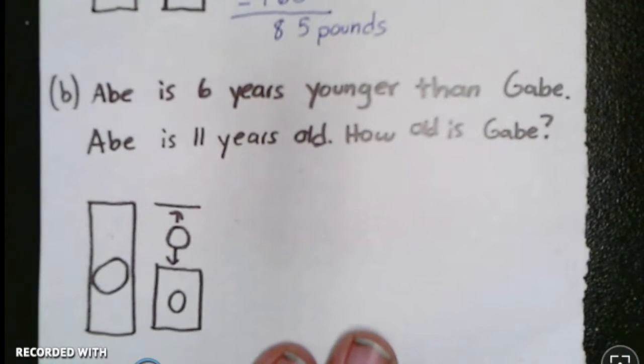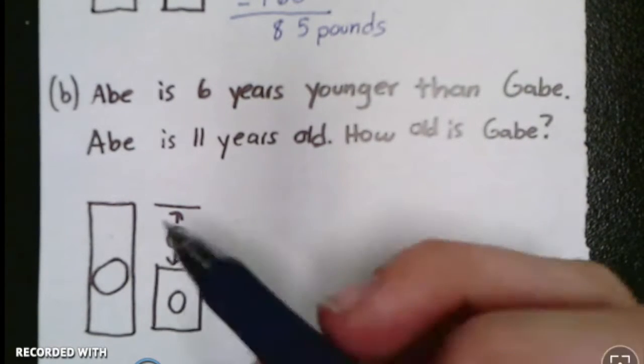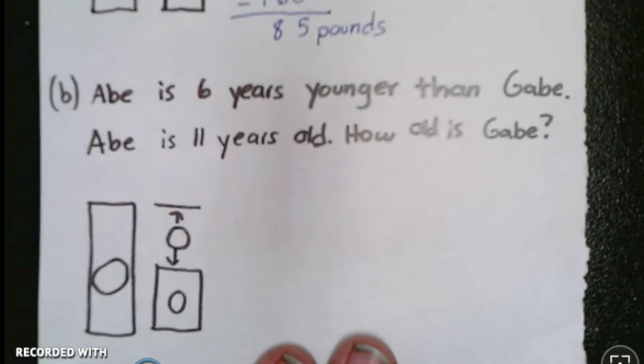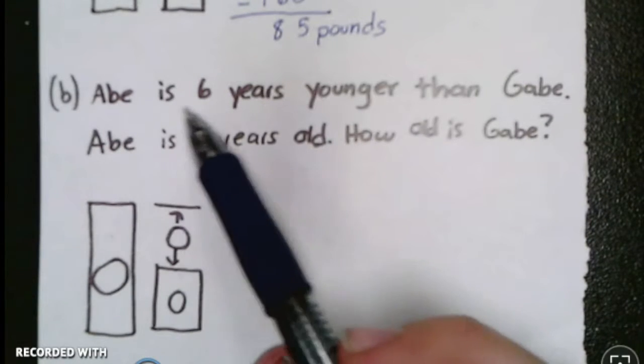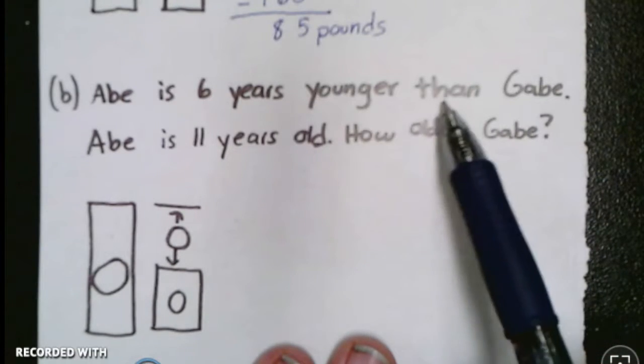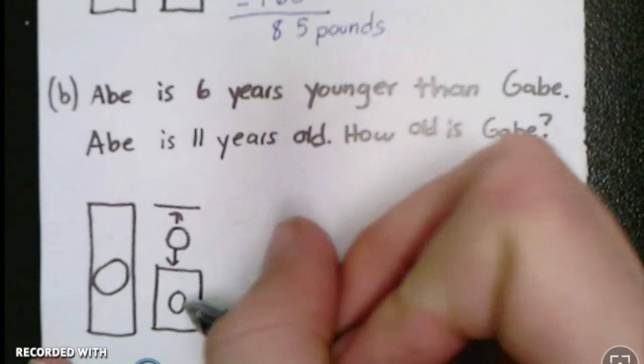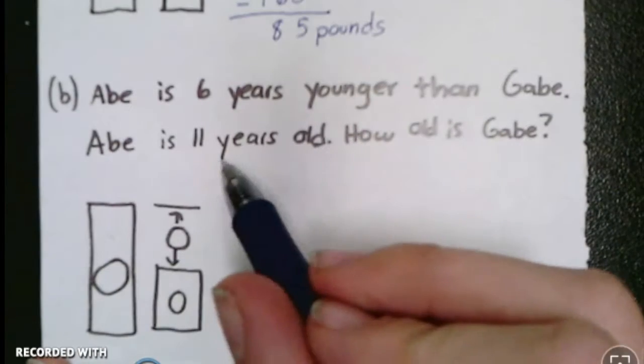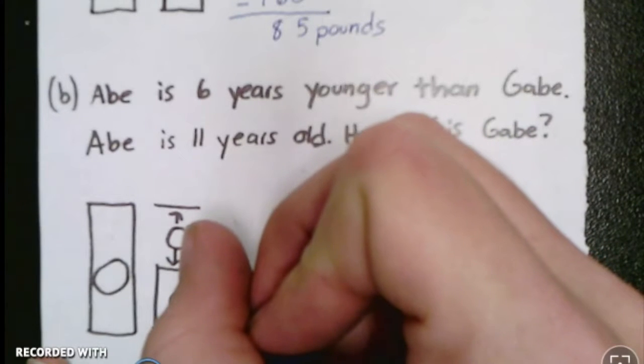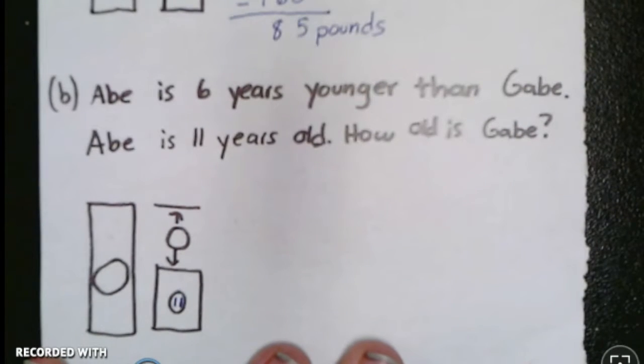Here we have Abe is 6 years younger than Gabe. Abe is 11 years old. How old is Gabe? So the first thing that we need to recognize is which one is bigger and which one is smaller. It says that Abe is 6 years younger than Gabe. So Abe is the smaller number, and Abe is 11 years old. So this is going to go in here because Abe is 11 and he's the smaller one. I should have made that circle bigger.